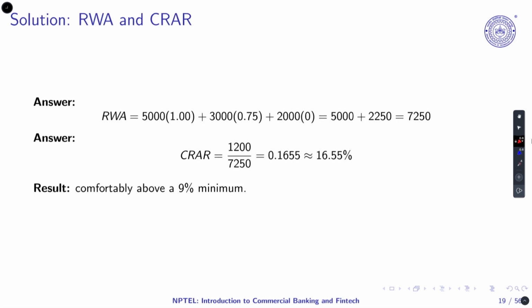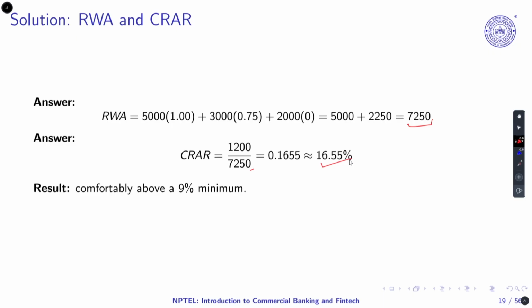So the RWA, we can see, is 7250. If we divide 1200 by 7250, we see that the value for CRAR is coming to 16.5%, which means that the bank is doing better and it is able to meet the requirement.